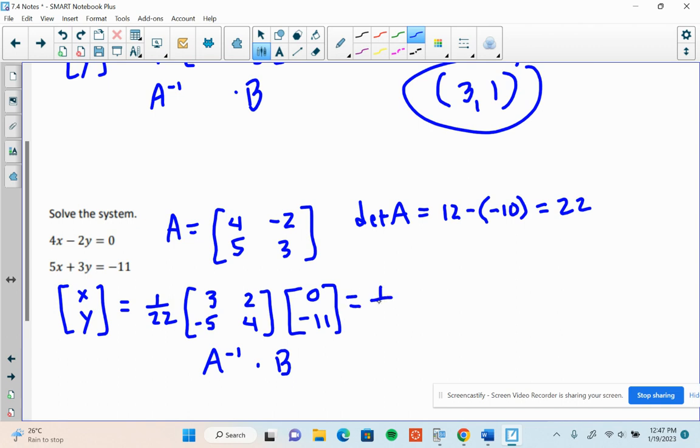Let's do the multiplication. So I have 1 over 22, and here's why I always leave that 1 over the determinant out in the front: it's going to be easier to do the matrix multiplication without the fractions. So I keep that 1 over the determinant out in front until I have finished the other multiplication. So we have 3 times 0, which is 0, plus 2 times negative 11, which is negative 22. And then when I do the second row and combine it with that one and only column, I'm going to have negative 5 times 0, which is 0.